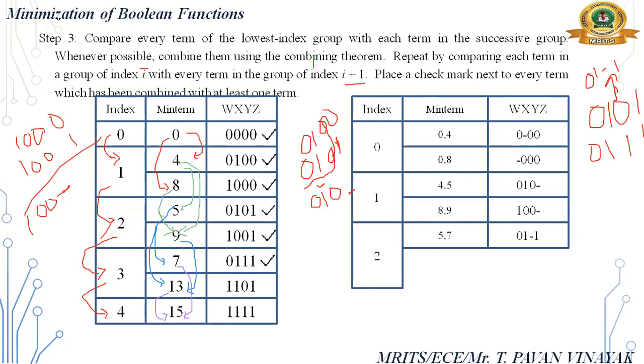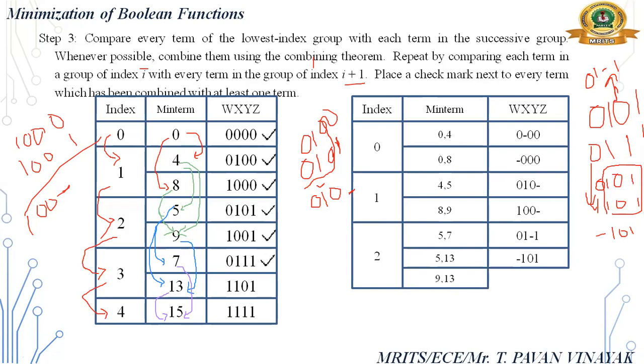Next, 5 comma 13. Here also you get a value. 5 is 0 1 0 1, 13 is 1 1 0 1. The last three terms are the same and the first one is different, so dash 101. So 5 comma 13 is dash 101. Okay, 13 also completed. Put a tick mark.